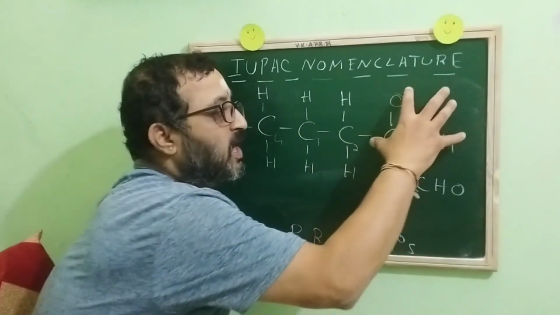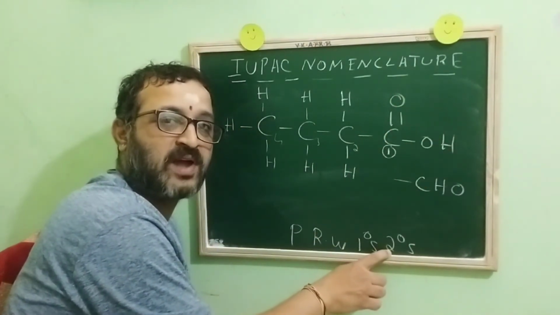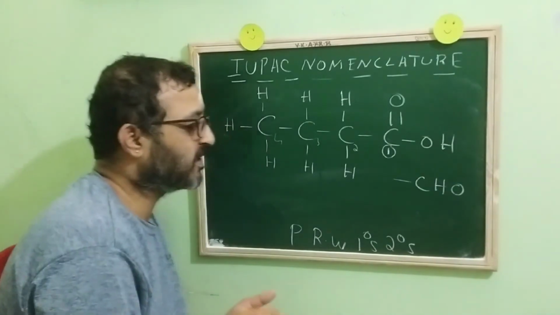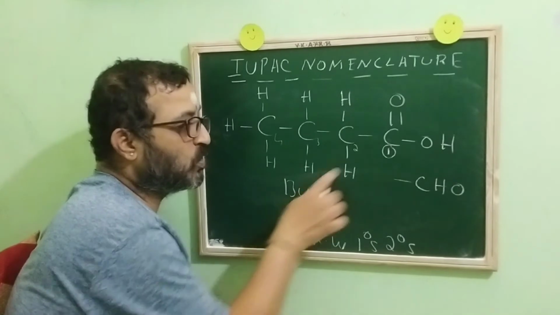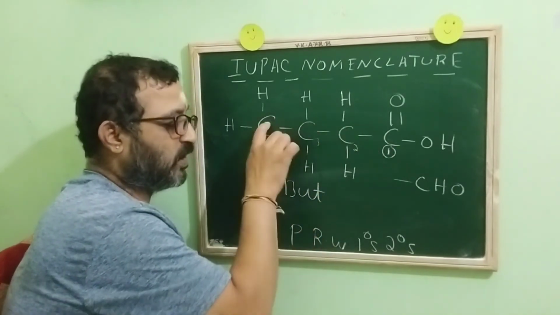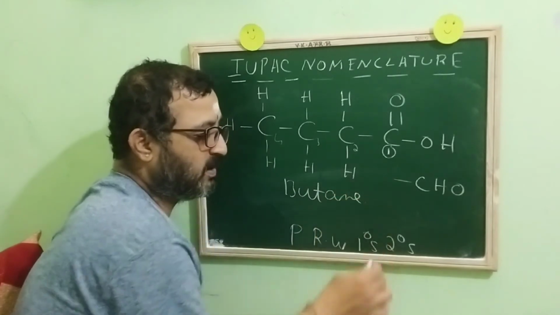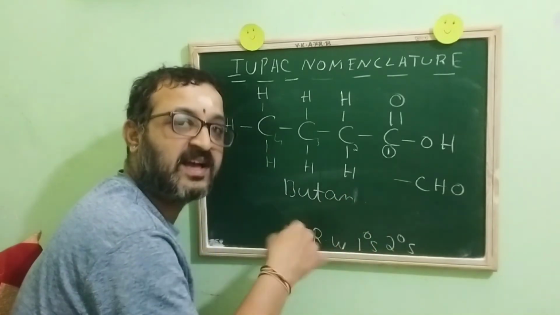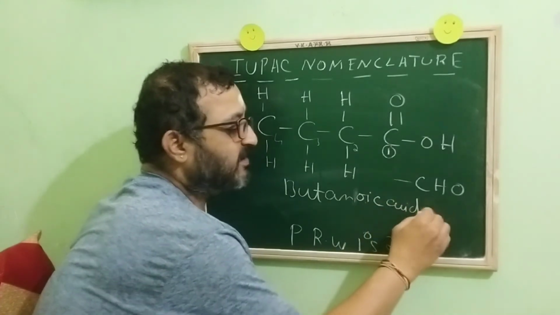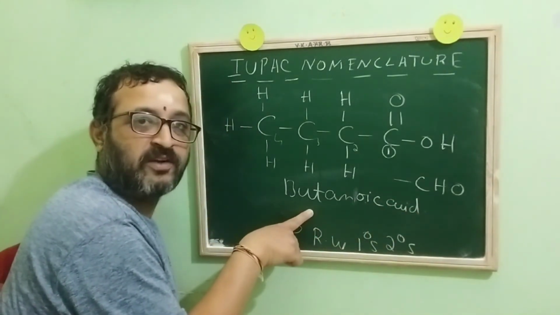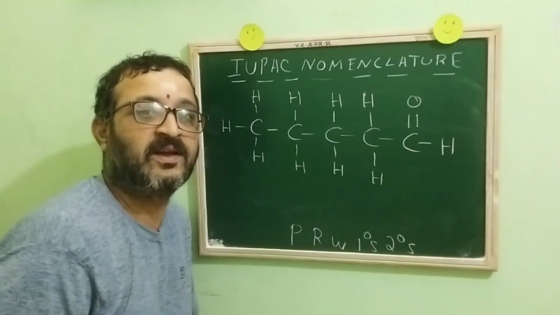But. Now, it is a carboxylic acid. The secondary suffix I am supposed to add is what, children? Oic acid. So altogether, the root word is but, including this carbon: 1, 2, 3, 4. The primary suffix is ane, that is single bond, and for the secondary suffix, I will delete E and I will add oic acid. The name of this compound is what, children? Butanoic acid, right? Right, children?